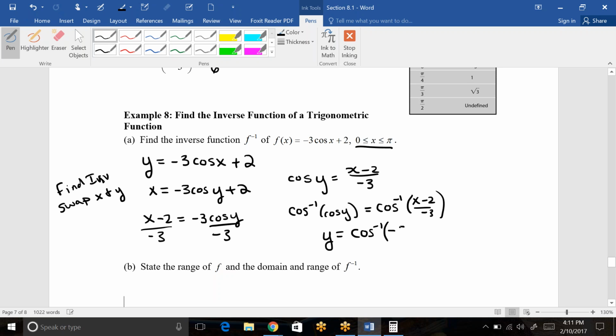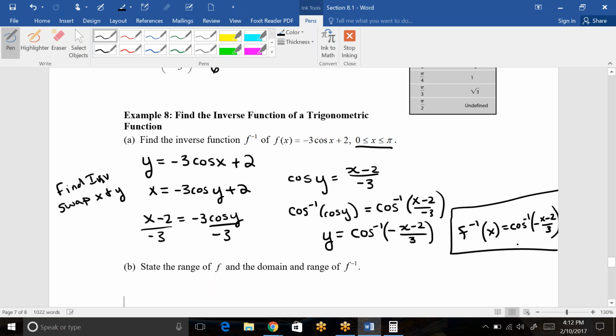So then this, I would actually pull that negative out. It's negative, and then x minus 2 on top over 3. So this would be my inverse. And I usually use the notation f inverse to say that this is an inverse of the function I started with. So there we go. It's inverse of cosine, in parentheses, negative x minus 2 over 3.